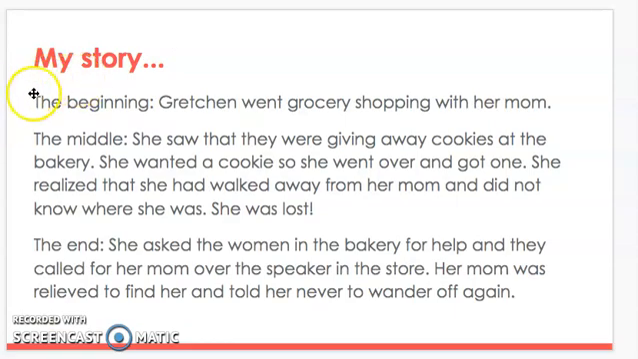So let's take a look at my story. So in the beginning, Gretchen went grocery shopping with her mom. Then in the middle, she saw they were giving away cookies at the bakery. She wanted a cookie, so she went over and got one. She realized that she had walked away from her mom and did not know where she was. She was lost. And then the end, where we solve the problem or the adventure. She asked the woman in the bakery for help, and they called for her mom over the speaker in the store. Her mom was relieved to find her and told her never to wander off again.